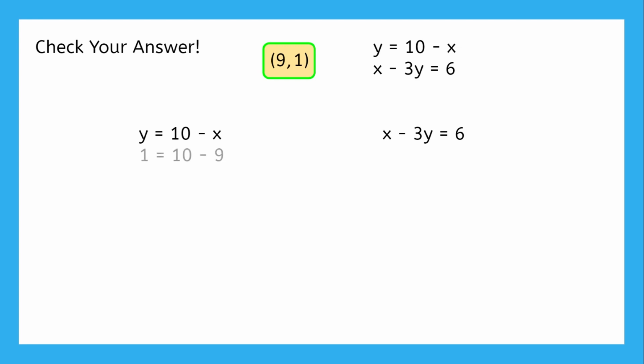So if you plug in 9 for x and 1 for y in the first equation, it's pretty obvious that it's true. 10 minus 9 is indeed equal to 1. And for the second equation, if we plug in the point (9, 1) and simplify a little bit, we get that 9 minus 3 equals 6, which is also true. Since our answer caused both equations in the system to be true, we can be doubly sure that our solution is correct.